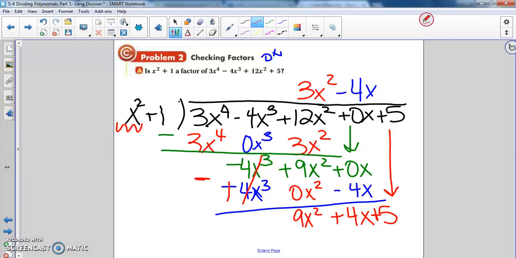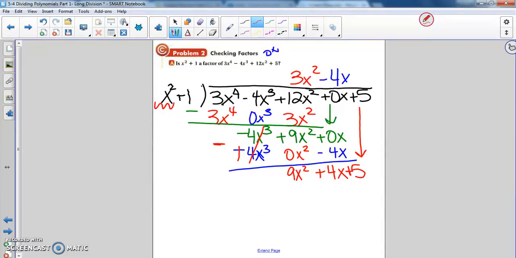What do I need to multiply x squared by to get 9x squared? And I need to multiply by plus 9. So I distribute the 9. 9x squared plus 9. And I'm subtracting. 9x squared minus 9x squared cancels. 4x minus 0 is 4x. And 5 minus 9 is minus 4.